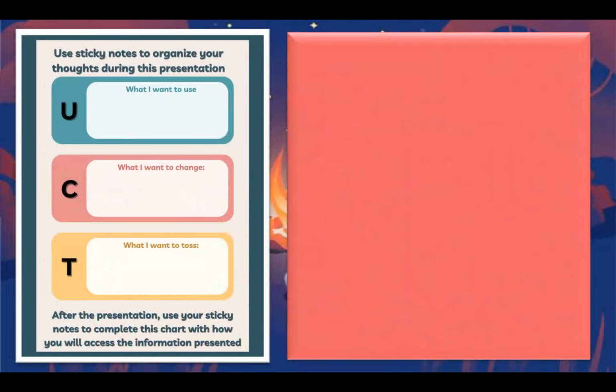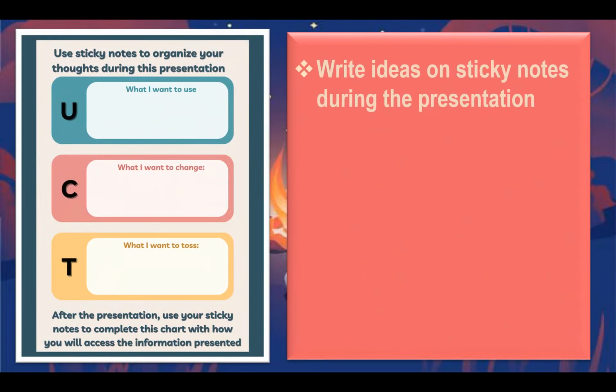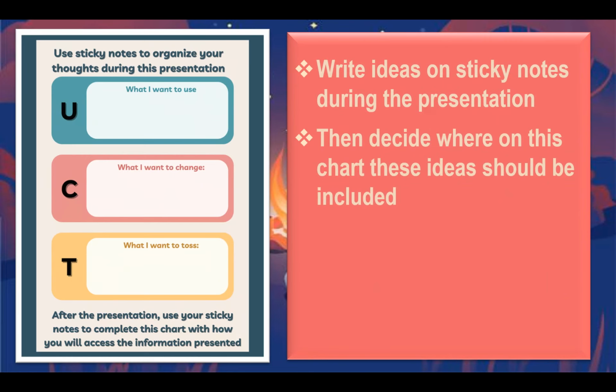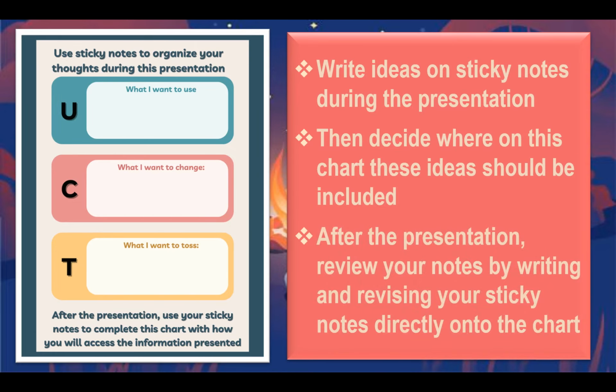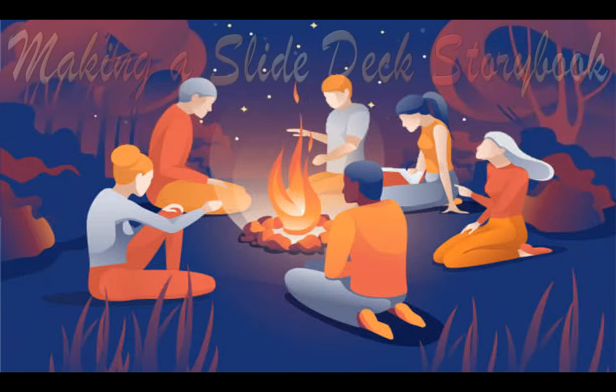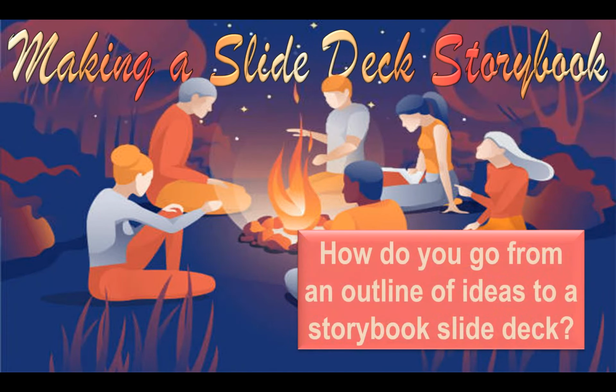So, you have this handout. This is a chart that you can use to organize your thoughts. You also have a pad of sticky notes that I gave you during the presentation. You want to use those sticky notes to write ideas that you have while the presentation is going on. Stick those sticky notes where you think they should go on this chart. Is it something that you want to use as is? Is it something that you want to change? Is it something that you want to toss? And after the presentation, review your sticky notes and transcribe your information onto this handout so that you have it forever.